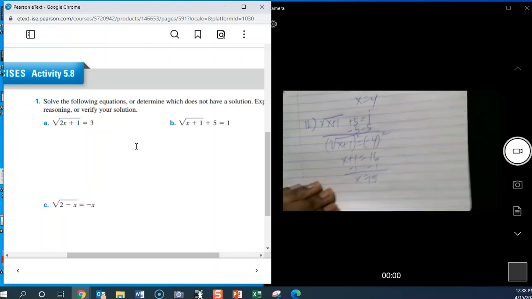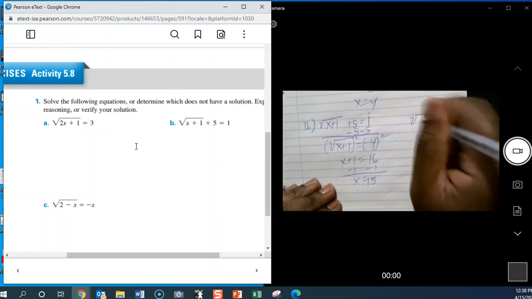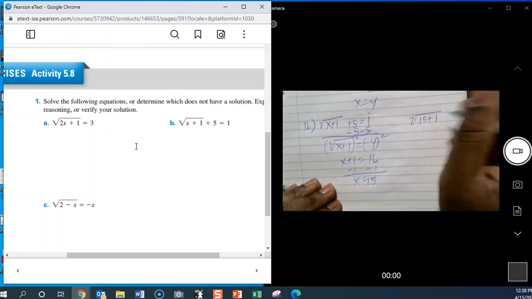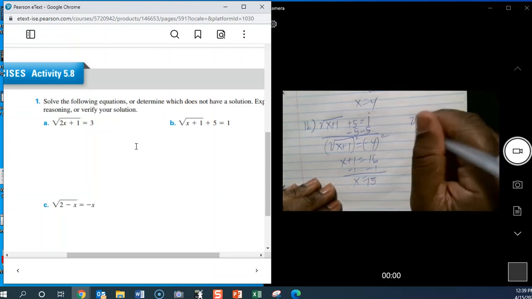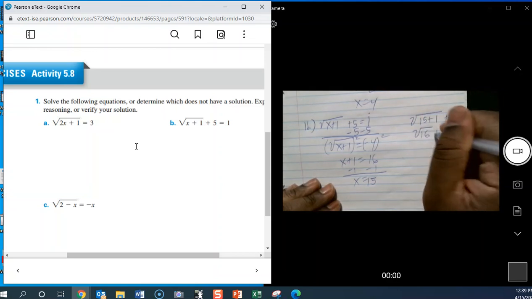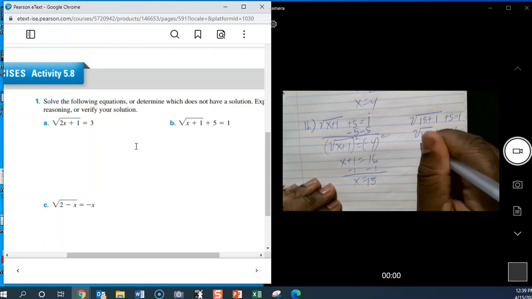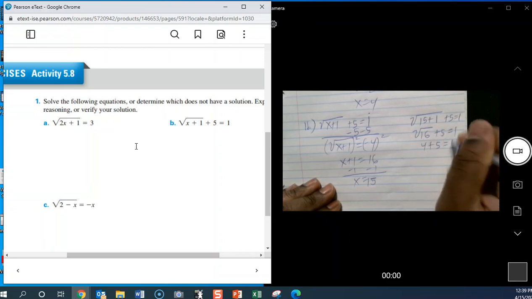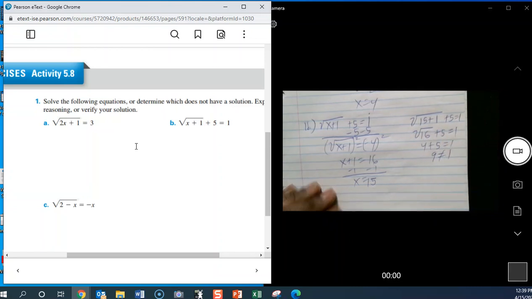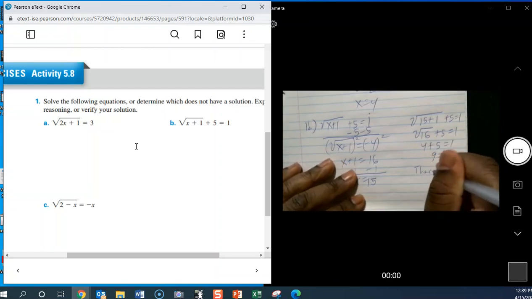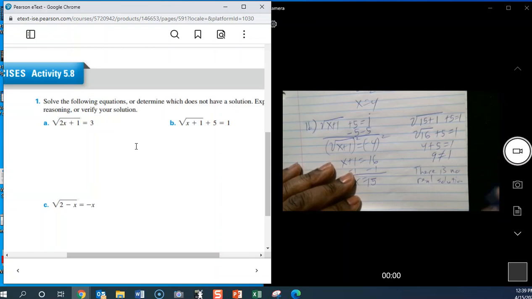Now we could go back and check this. So we have the square root of 15 plus 1 plus 5 is supposed to equal 1. Square root of 15 plus 1 is the square root of 16 plus 5 equals 1. So this is 4 plus 5 equals 1. And we know 9 does not equal 1. Okay, so there is no real solution to this problem.